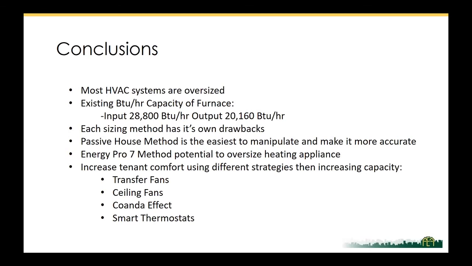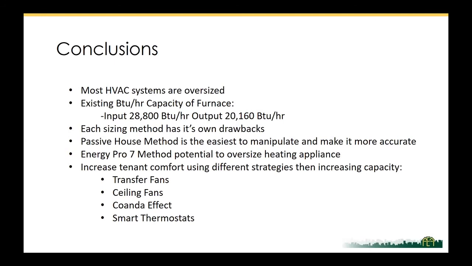Passive house method is the easiest to manipulate and make more accurate. Energy Pro 7 method has the potential to oversize the heating appliance, but not by much. And compared to what the existing unit is, it's still a win if you're putting in a 6,000 BTU heating appliance. And so, increased tenant comfort using different strategies than increasing capacity.